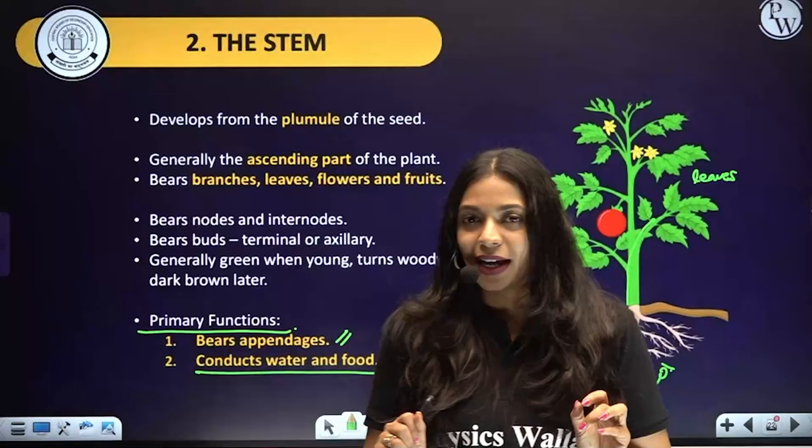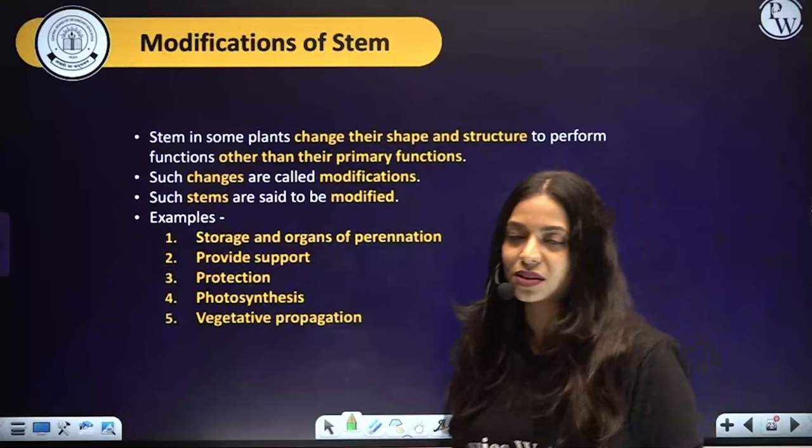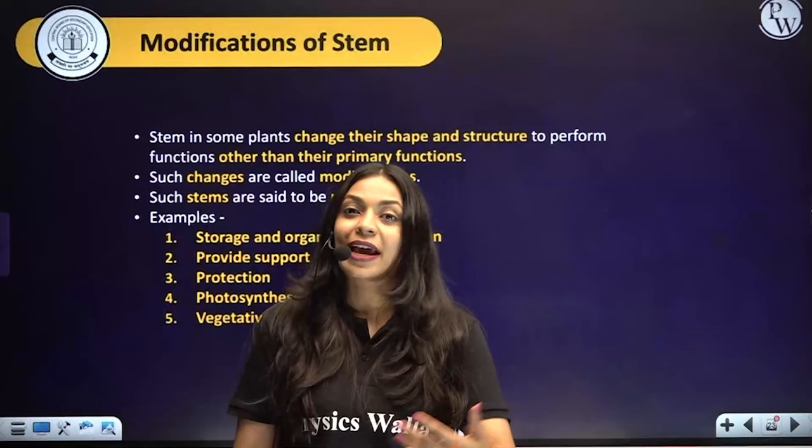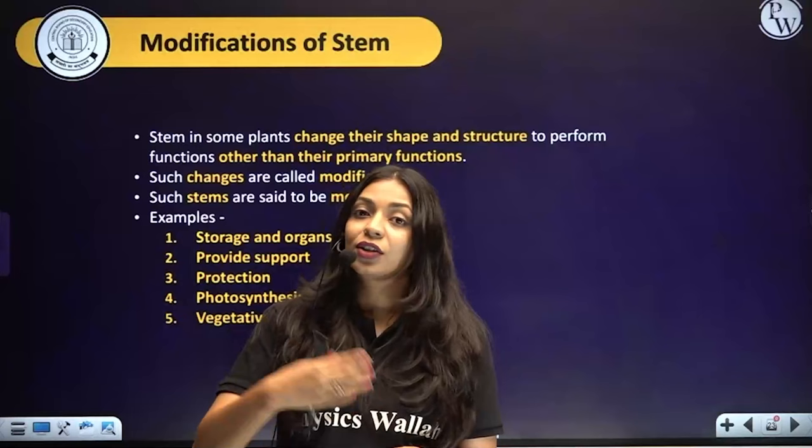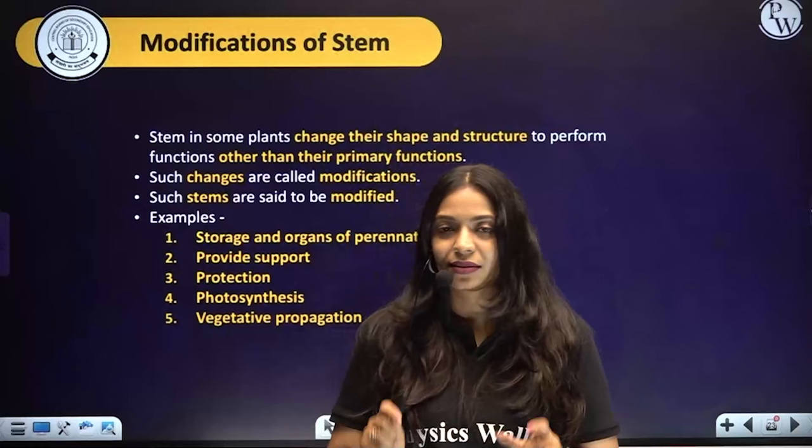Now, you must have kind of guessed what a stem modification is. Sometimes stems, apart from bearing appendages, and apart from just helping in transport, take up other functions by undergoing some changes in structure. Such changes are called modifications, and the stems that have undergone such changes are said to be modified stems. Okay? I repeat, the primary functions of stem is to bear all of those appendages and to help in transport.